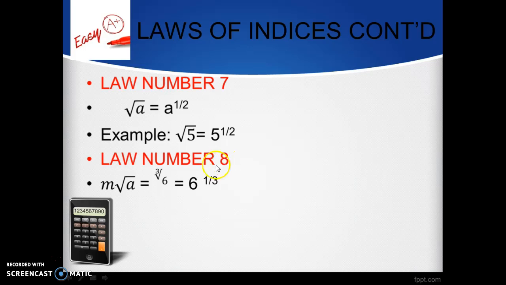And law number 8, suppose you have the root of a number, along with the square root of a number. So the cube root of 6 will be the same as 6 raised to 1/3. Or suppose you had the 4th root of 6, it will equal 6 raised to a quarter, or the 5th root of 6, 6 raised to 1/5. So you just simply put 1 over the number that it is the root to, right?